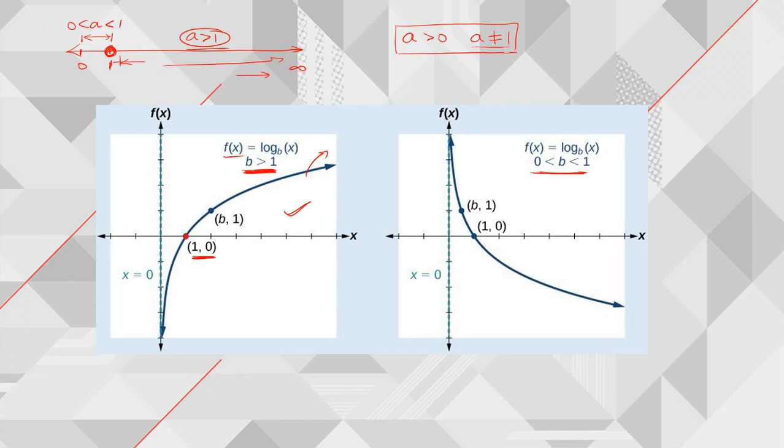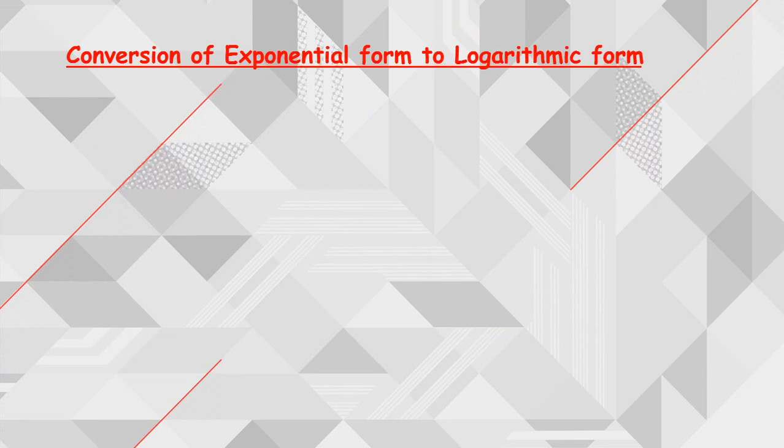So whenever you have a base value lying between 0 and 1, you will have a decreasing graph. So these are the graphical representations of a logarithmic function, right? Now let us see how to convert exponential form to logarithmic form. This conversion of exponential form to logarithmic form is very, very important, right? Based on this, we are going to get all the formulae related to logarithms.